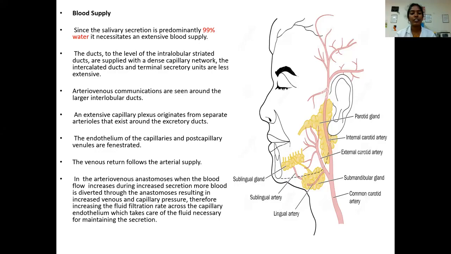The endothelium of the capillaries and postcapillary venules are fenestrated. The venous return follows the arterial supply. In the arteriovenous anastomosis, when the blood flow increases during the increased secretion, more blood is derived through the anastomosis, resulting in increased venous and capillary pressure. Therefore, it increases the fluid filtration rate across the capillary endothelium, which takes care of the fluid necessary for maintaining the secretion.